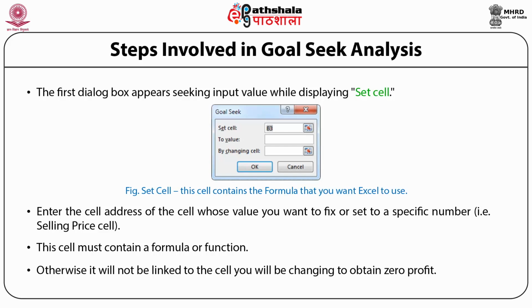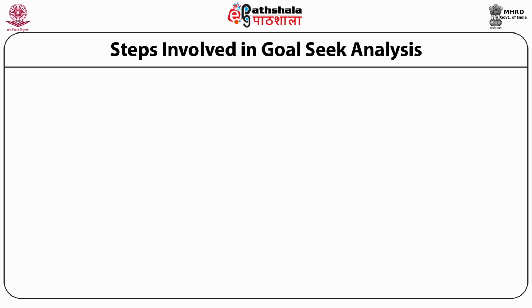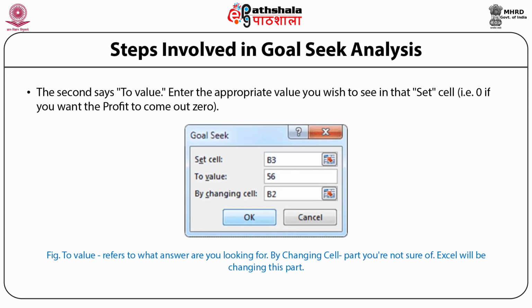The set cell, as seen in the figure, contains the formula that you want Excel to use. The second says to value. Here, we enter the appropriate value that we wish to see in the set cell. That is 0 if you want the profit to come out to 0.